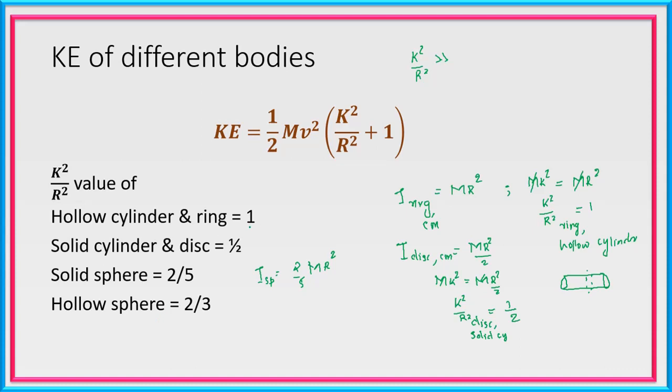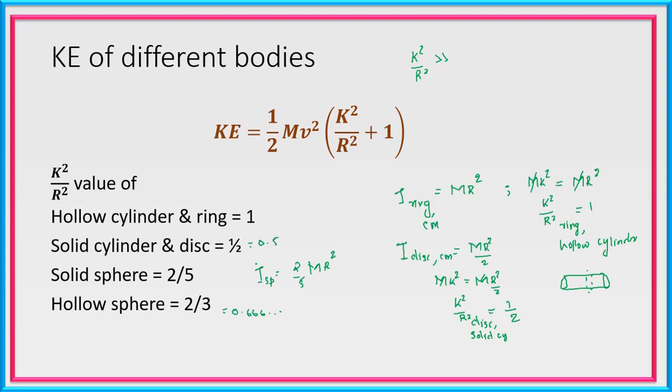Now, 1 is the greatest value among these. Next comes half, next comes 2 by 3, and next comes 2 by 5. Half is nothing but 0.5, but 2 by 3 is equal to 0.666, a recurring decimal. Therefore, 2 by 3 is greater than half.